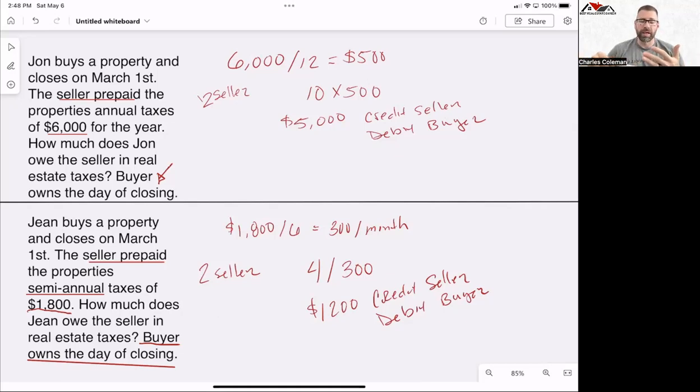All of these were prepaid. So we knew that all of these were going to be credits back to the seller. And the buyer owned the day of closing. So this was pretty easy math because we were just doing it based off of months, because all the closings were on the first of the month. So we just had to deal with 2 months' time.